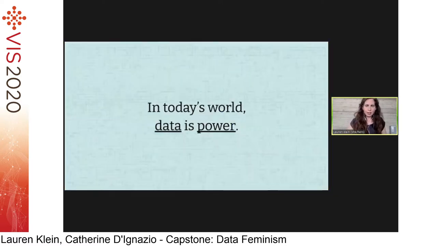So to sum up this little section, intersectional feminism, which really provides this underlying framework for our book, is not only about issues relating to women. It's not even only about gender. It's about power. It's about who has it and who doesn't. And in today's world, data is power. And you see this in the idea of data as the new oil. You also see this in the idea of data as the same old oppression.